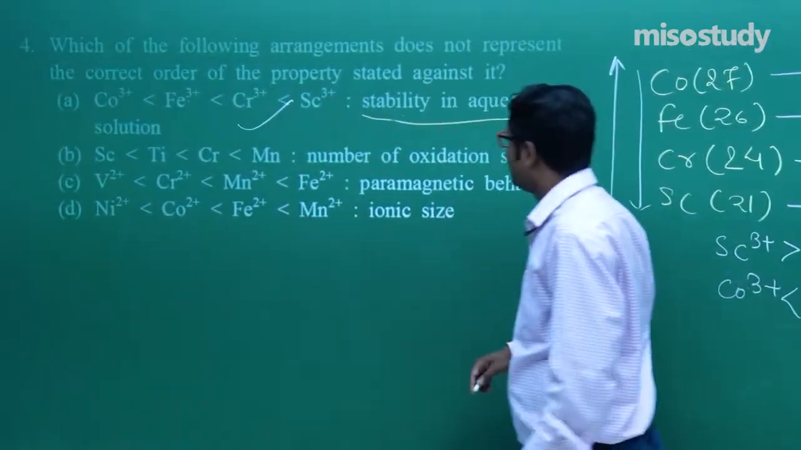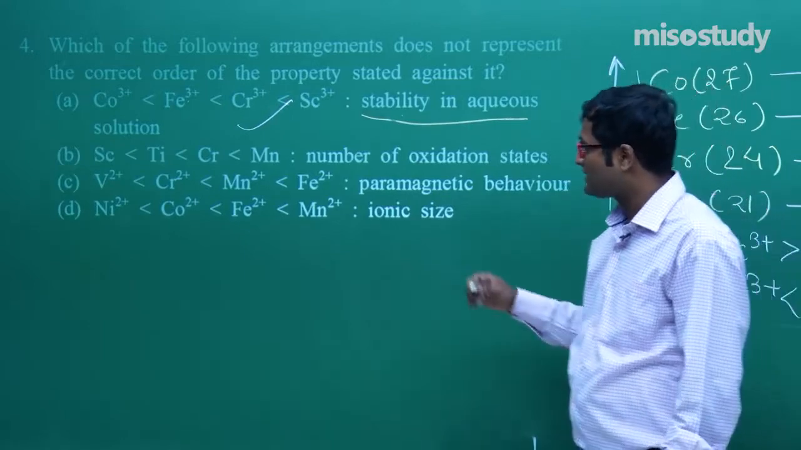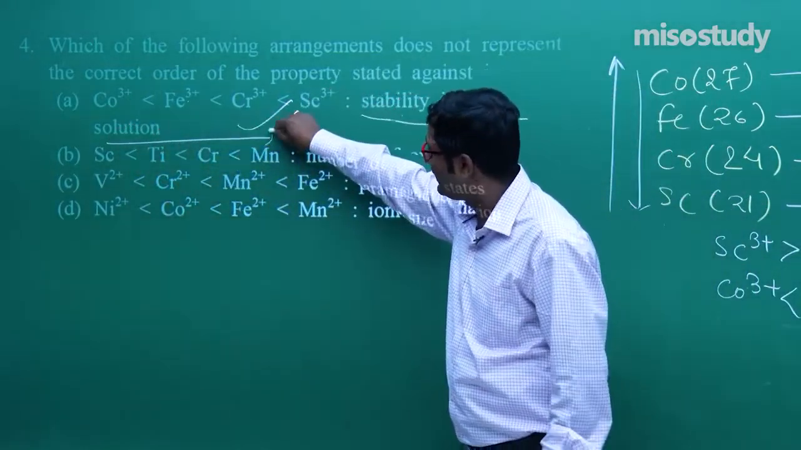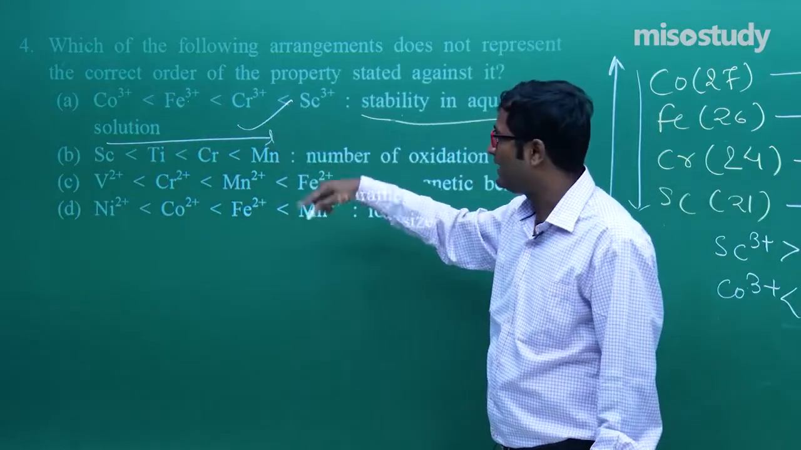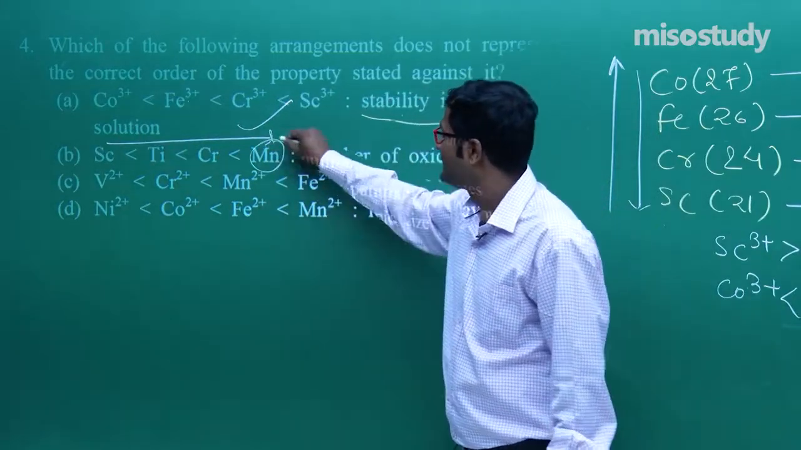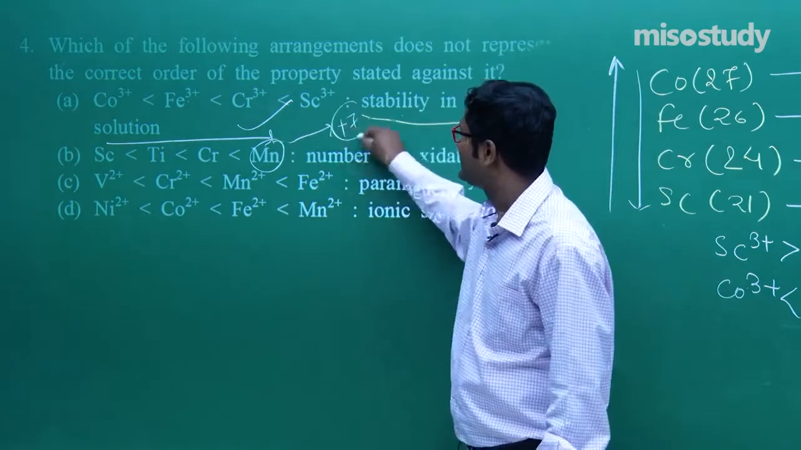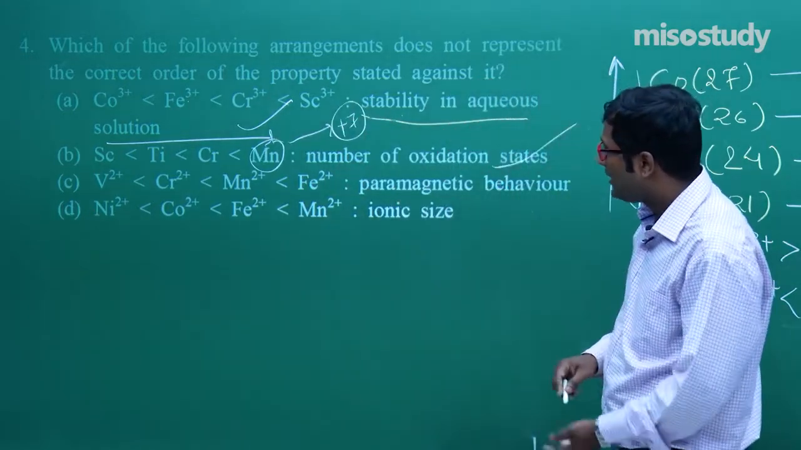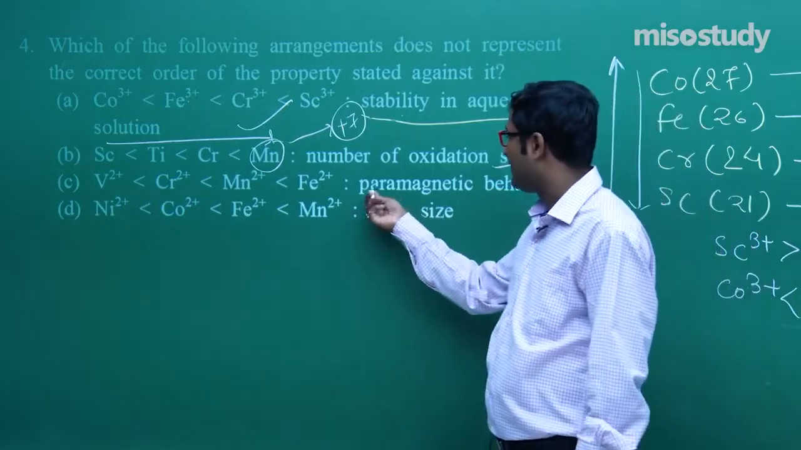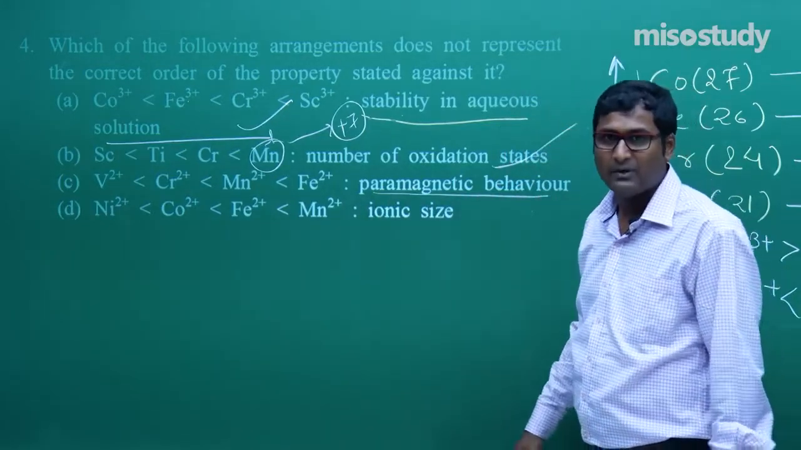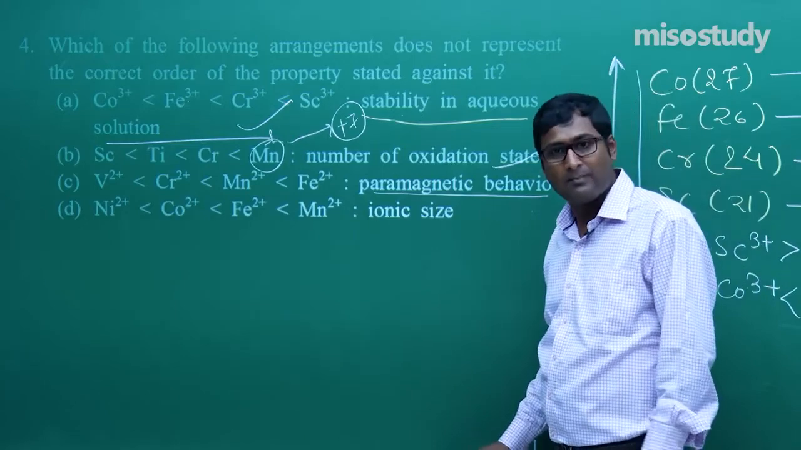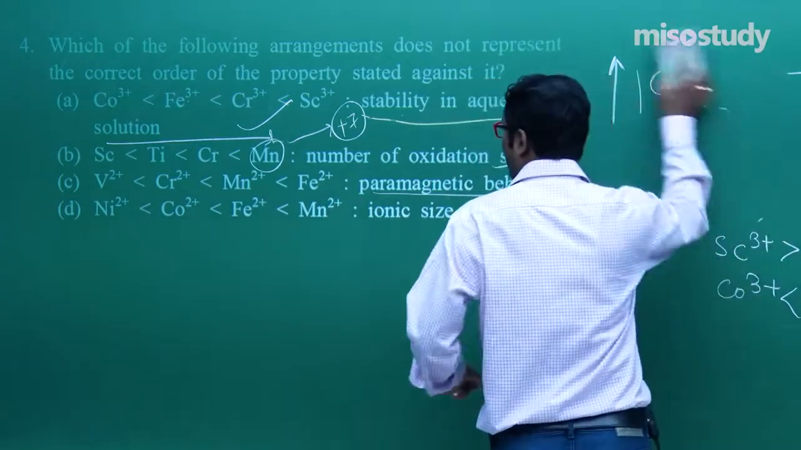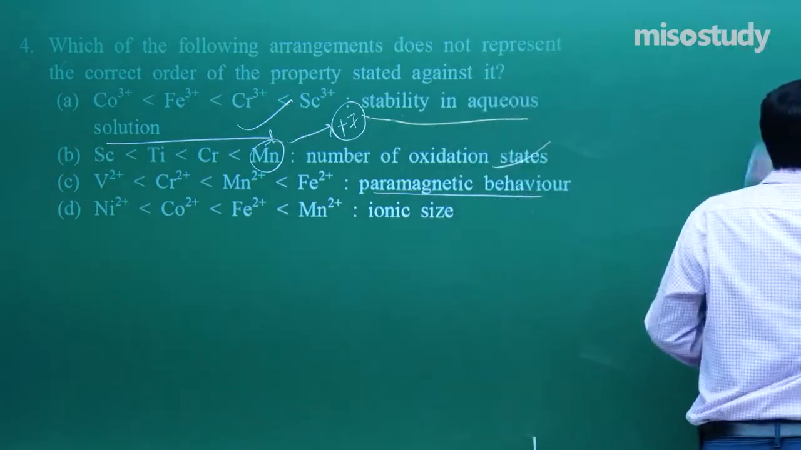Now the second one is the number of oxidation states. As we all know, if we move from scandium to Mn: scandium, titanium, vanadium, chromium, and Mn. Mn has the maximum oxidation state tendency, +7. So this is also a correct option. Now if I talk about paramagnetic behavior, as we know, paramagnetic behavior depends upon the number of unpaired electrons. Now check out the number of unpaired electrons in this case.